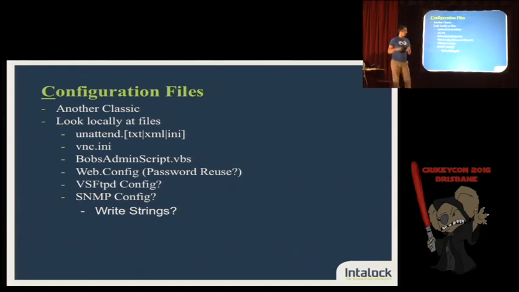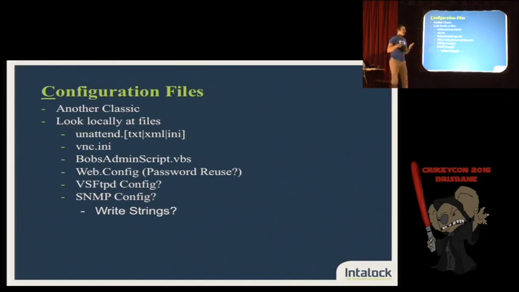Web.config, another classic one. So things like password reuse, look for that. It might have database connection strings looking out to other databases. I've used that in the past where I was able to connect to a database as SA, of course, and then escalate my privileges, break out, and then go back into the box that I was trying to pwn in the first place and escalate up from there.